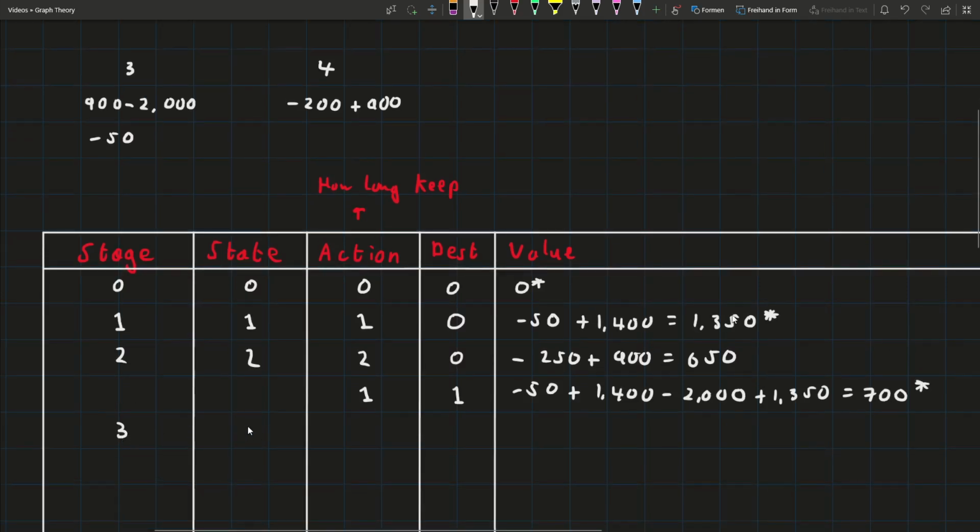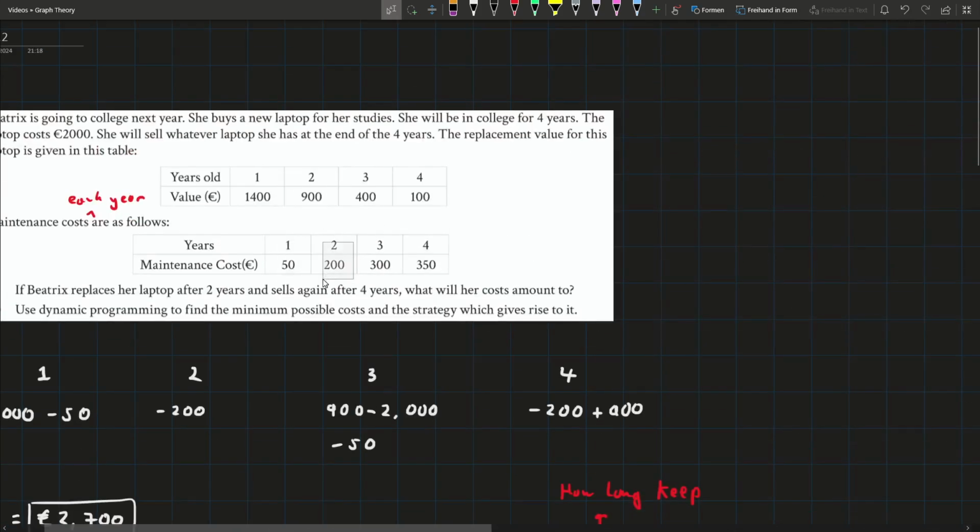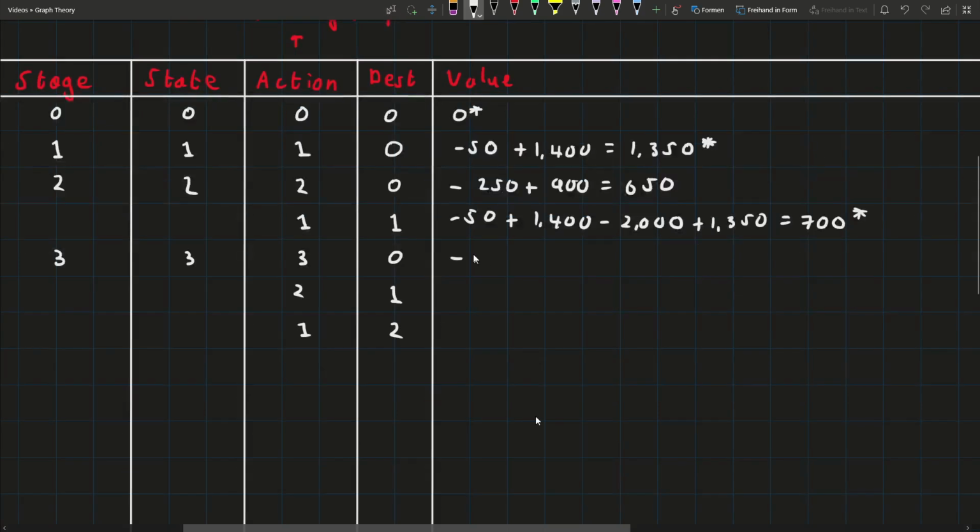Now, if we have 3 years left, state is 3. She can keep it for 3 years, 2 years, or 1 year. If she keeps it for 3, she'll have 0 years left. If she keeps it for 2, she'll have 1 year left. And if she keeps it for 1 year, she'll have 2 years left. So if she keeps it for 3 years, that's going to be 50, 200, and 300. So that's 550 in maintenance costs. So we have minus 550.